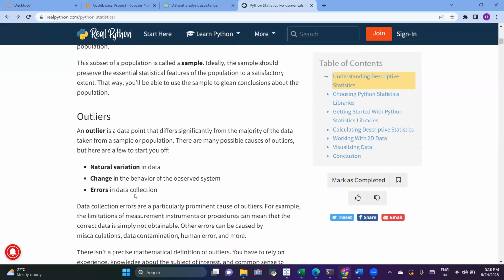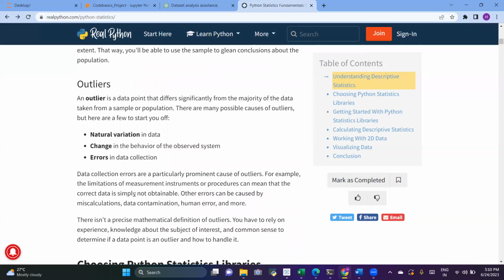So coming to the outliers. Outliers are pretty much important in the financial domain. You might hear this example like credit card fraud. So outliers play an important role there. An outlier is a data point that differs significantly from the majority of the data taken from the sample of the population. So it's a data point that differs significantly, meaning importantly, from the rest of the data.